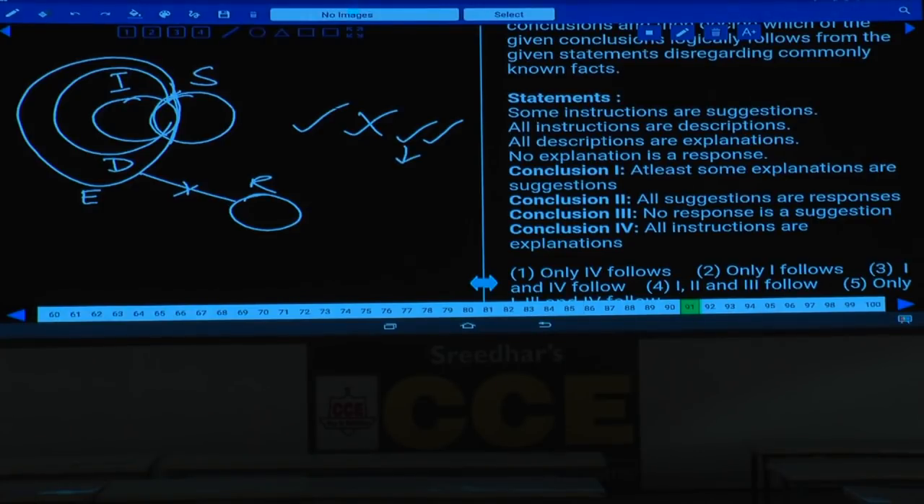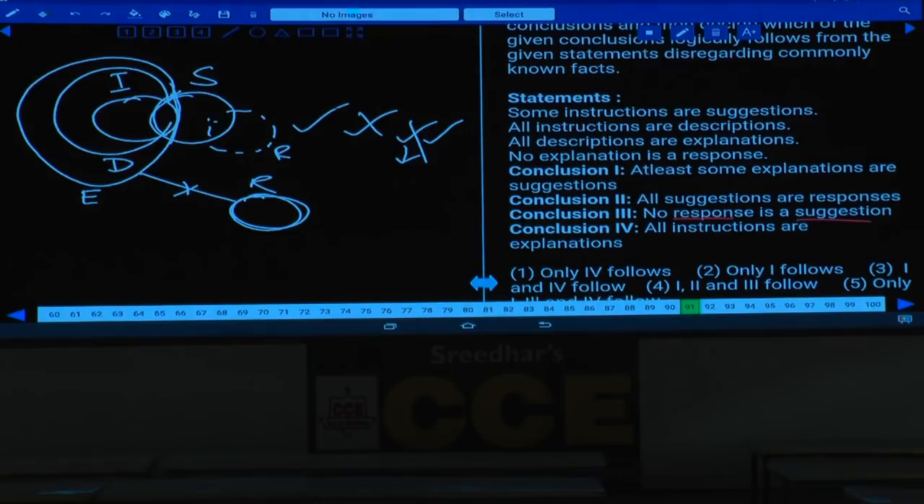As the third one is a negative conclusion, to make the third conclusion false, no response is a suggestion, we should prove some of the responses are suggestions. Tell me whether we can prove that or not. Rather than drawing my response here, now I am drawing my response like this. By doing so, what happens here? We have proven a case wherein some of the responses are suggestions, and so no response is a suggestion will be false. Alternate diagram proven. Previous conclusion false.